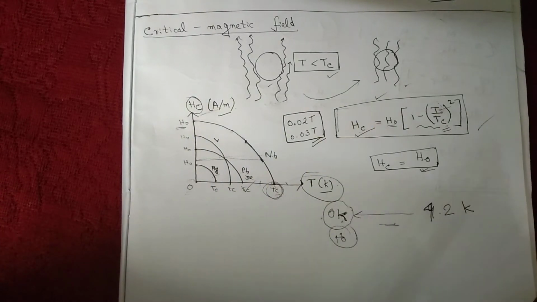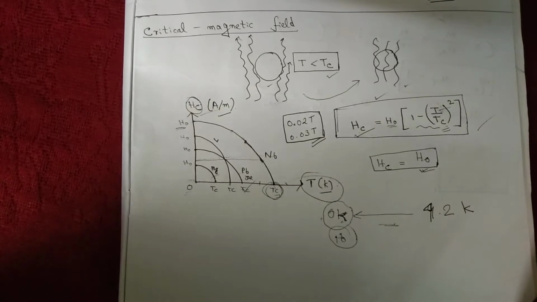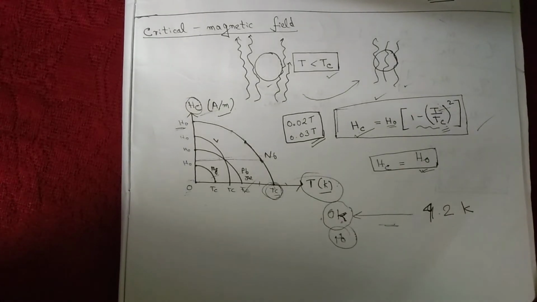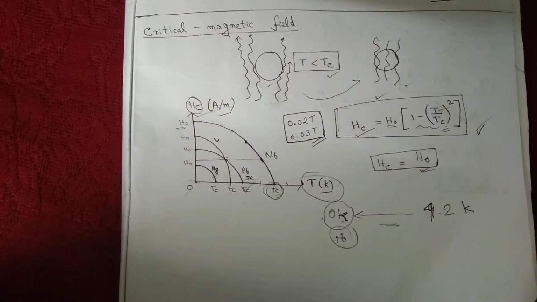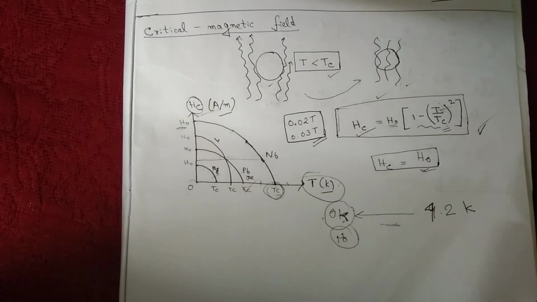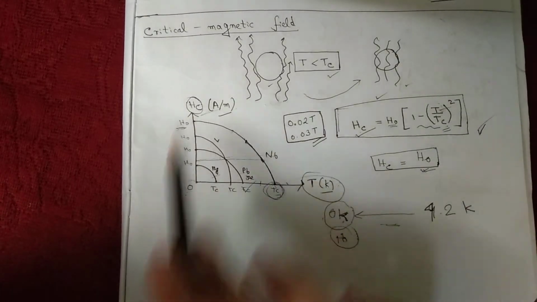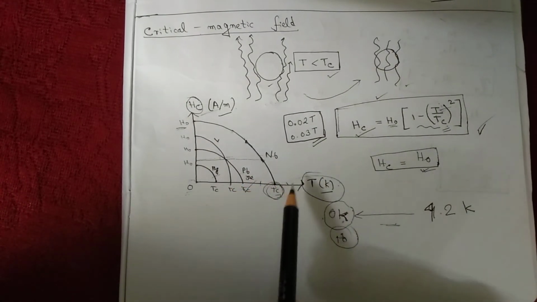So at the critical temperature of any element, the critical magnetic field intensity is a perfect 0. We will explain this with the help of an empirical formula. First, let me explain this with the help of the graph.